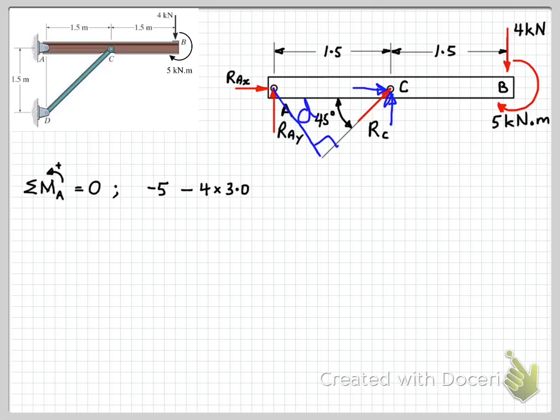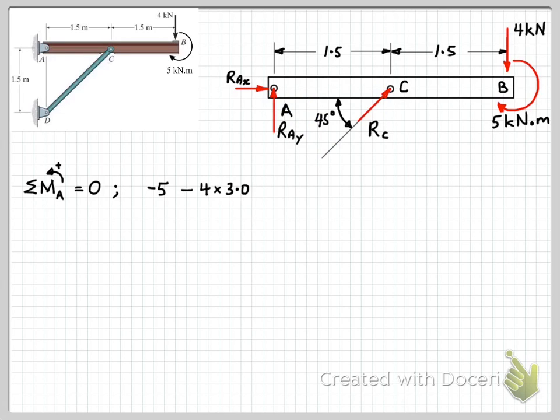So we know that RC, or let's say, look at the horizontal component. The horizontal component is going to be passing through point A, so that's going to have a 0 moment, and our vertical component acts at perpendicular distance of 1.5. So probably the easiest thing to do is to find the components of RC in vertical and horizontal directions. So that's what we're going to do.